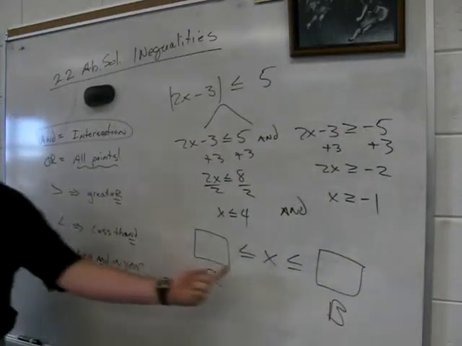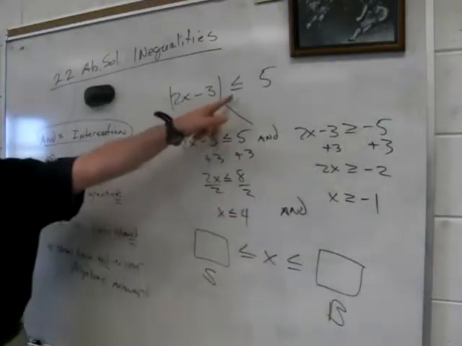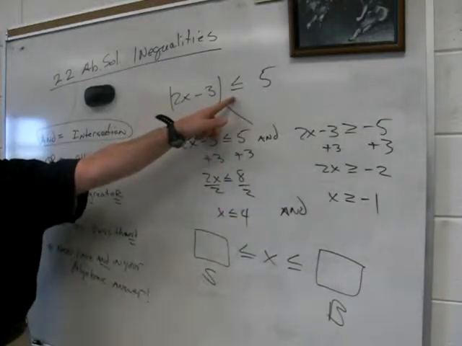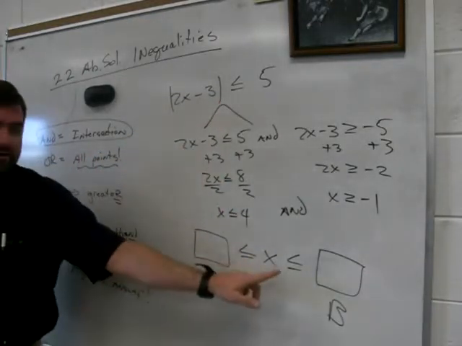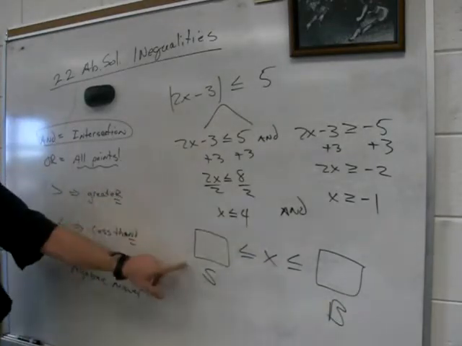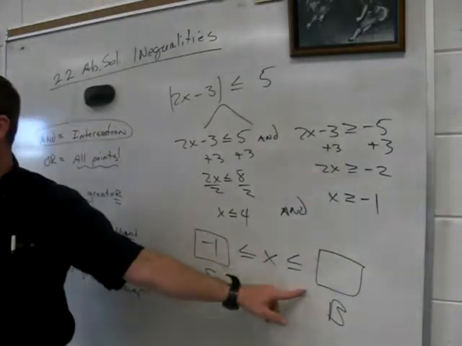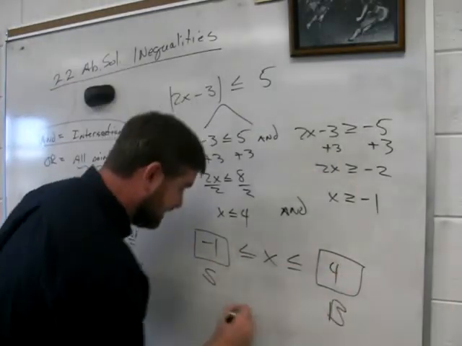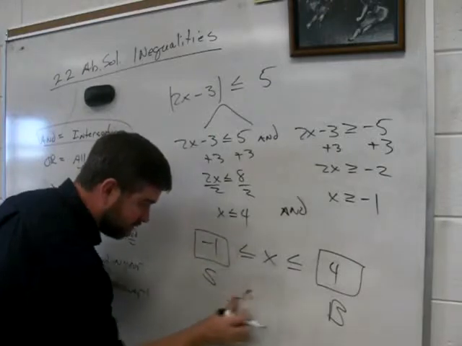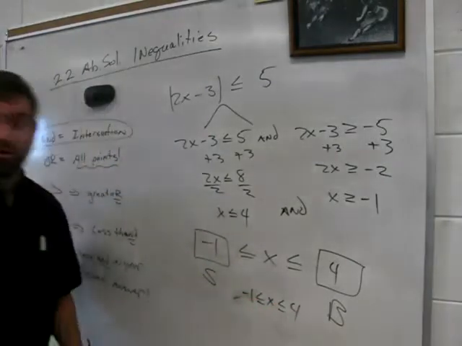It will always have x in the middle, it will always be less than and less than. In this case, because it was less than or equal to, I've got less than or equal to and less than or equal to. What number in this problem goes here? -1. What number goes here? +4. I'll write it normally, this is how it'll normally look: -1 is less than or equal to x, which is less than or equal to 4.